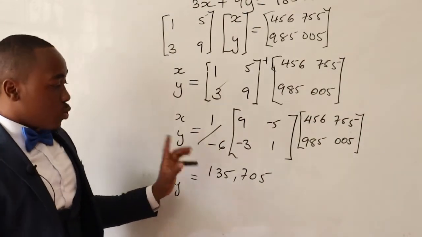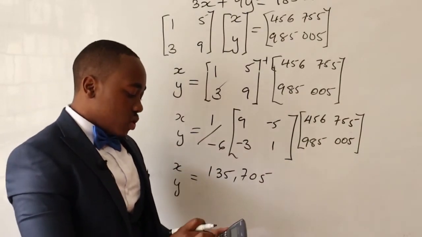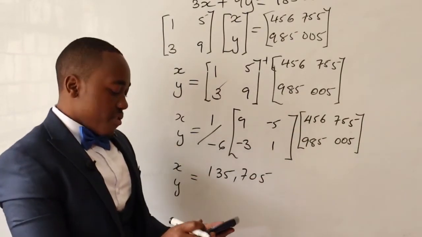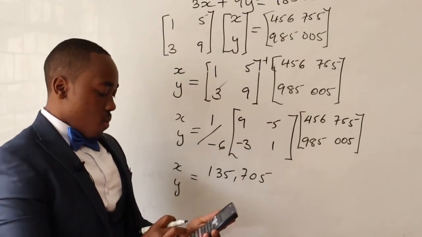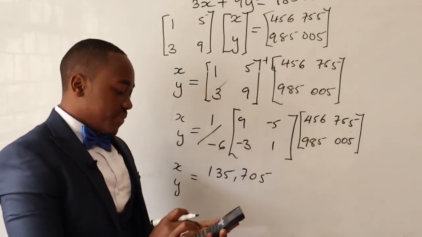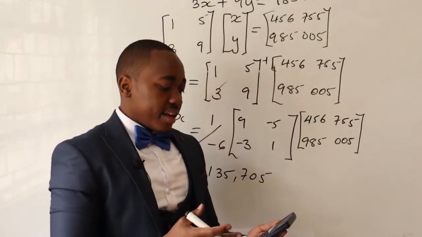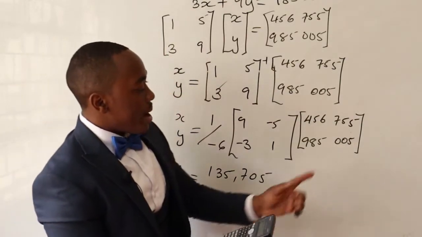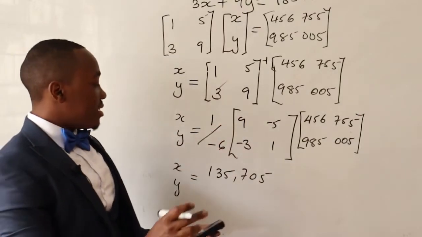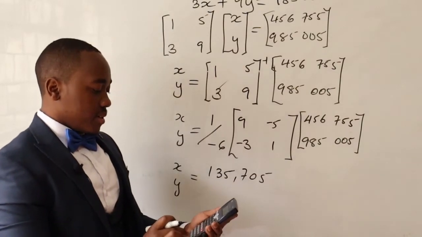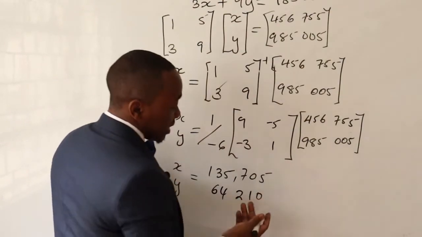To get y, you do the same. Now you're using the second row and that column. So you take negative 3, multiply by 456,755, you add 1 multiplied by 985,005, and you get negative 385,260. Then you multiply by 1 divided by negative 6, so I just divide directly by negative 6, and I get 64,210. And you have answered the question.